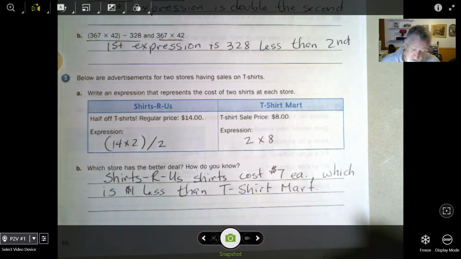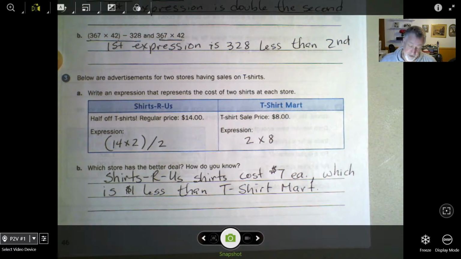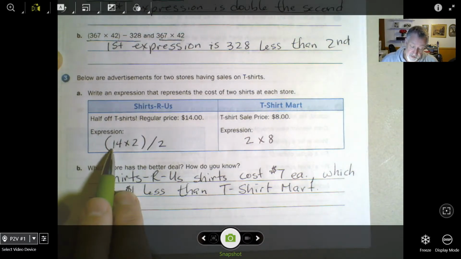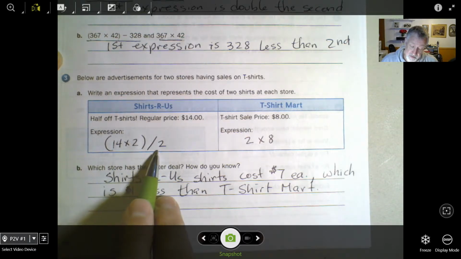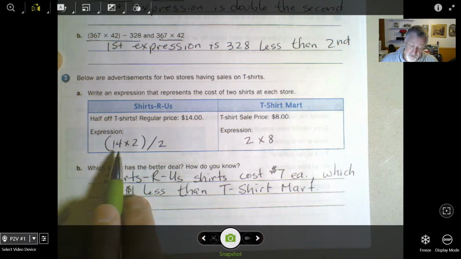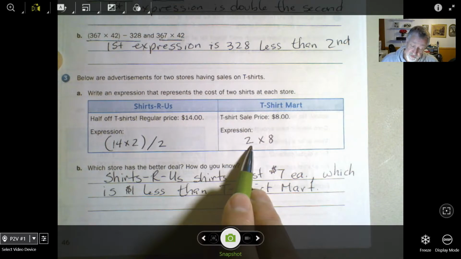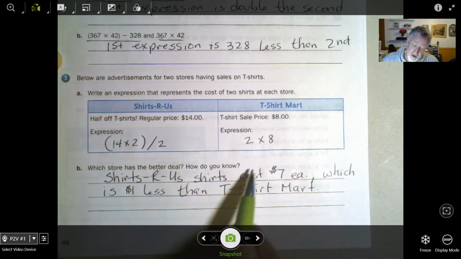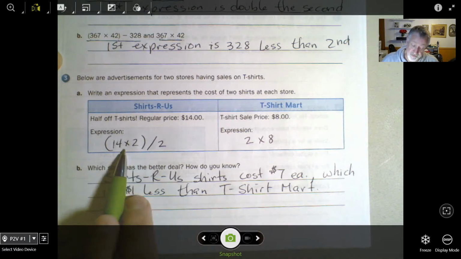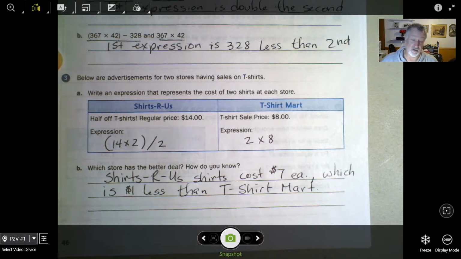And that makes Shirts R Us the better deal because 14 times 2 is 28, but he's getting half off. So for 2 shirts, he would be paying $14. Here for 2 shirts, we would be paying $16, and that is a cost, if we're going per shirt, $7 per shirt, $8 per shirt.